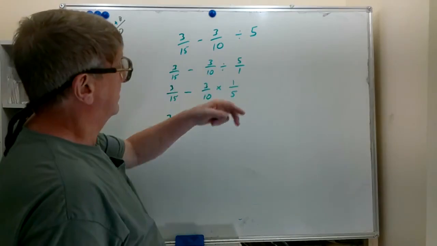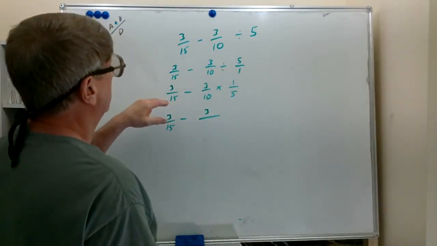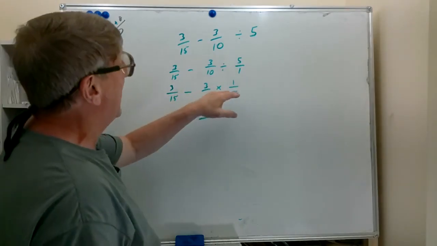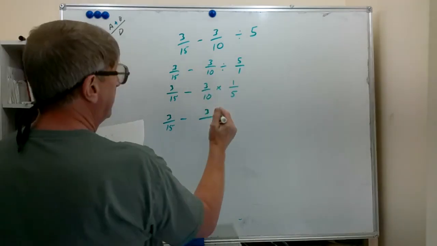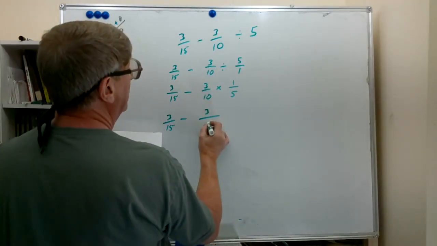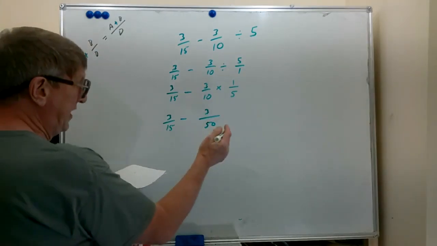Okay, we're going to review quickly. 3/15 minus 3/10 divided by 5. 3/15 minus 3/10 divided by 5 over 1. 3/15 minus 3/10 times 1 over 5. So now we're doing it with tenths. 3 times 1 is 3, and our denominator is 50. Now we have a subtraction problem.